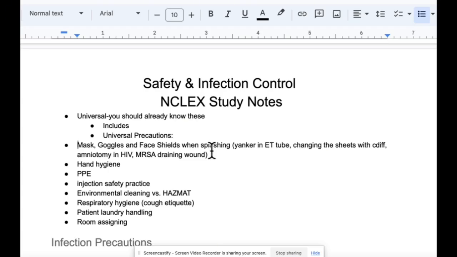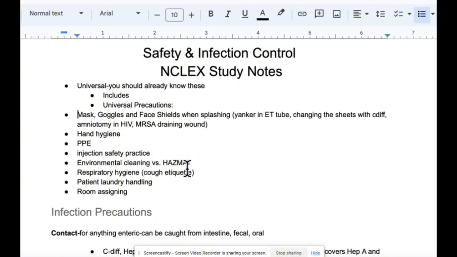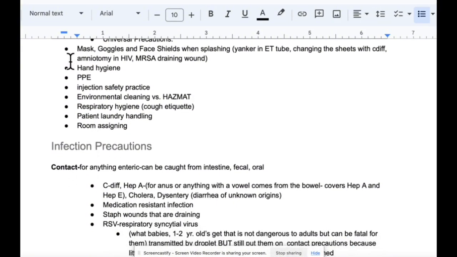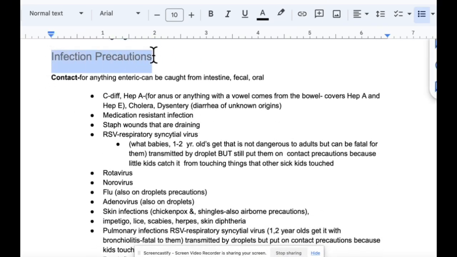So, most definitely know these, your universal and your standard precautions. They're generally ones that you use across the board. We'll also talk momentarily about situations where the patients have very specific infection precautions. All right. But just knowing that overall, what we're talking about here have to do with barrier methods, PPE, injection safety, environmental cleaning and hazmat, respiratory hygiene, patient laundry handling, and room assignments. All right, so let's move forward first with infection precautions.